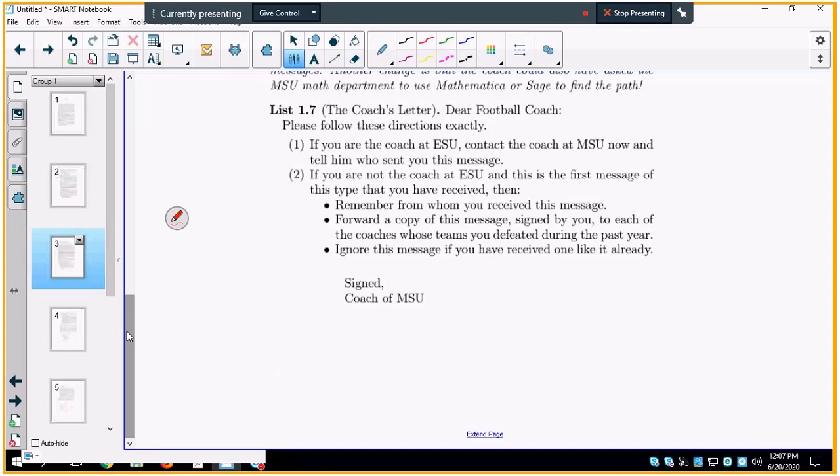So, if you're not the terminal vertex that we're looking for, if you're not ESU, then what I want you to do is just forward this message to all of the coaches of the teams that you beat. So each coach receiving this is going to forward this along to all of the teams that they beat.